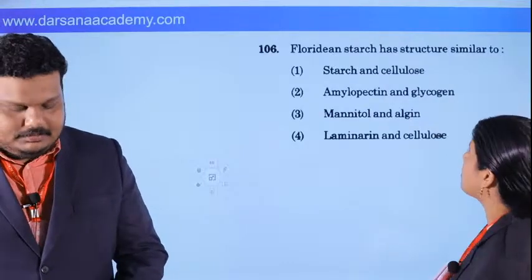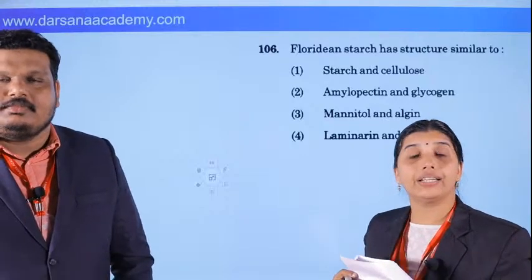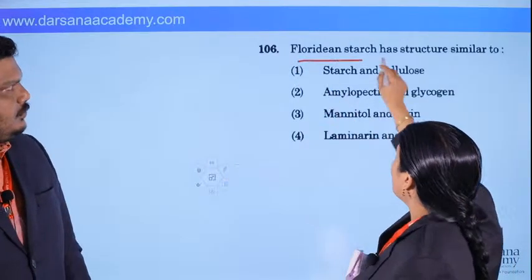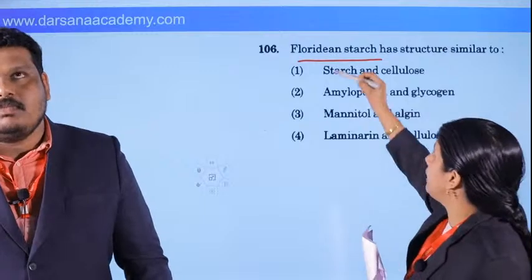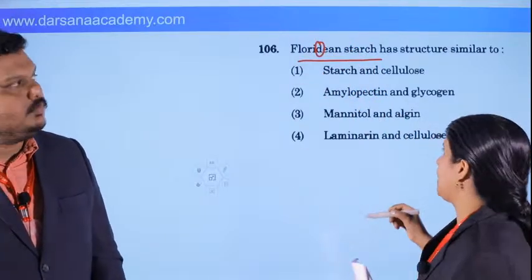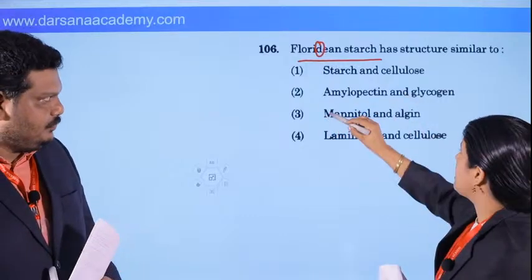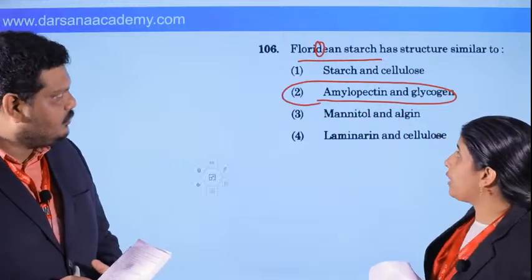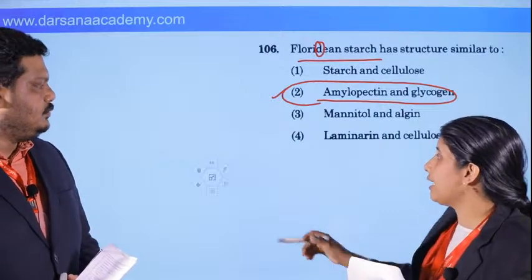Floridian starch is similar in structure to amylopectin and glycogen. We know that Floridian starch is found in the plant kingdom. In the algae, that is red algae, the reserve food material is Floridian starch. Red algae have chlorophyll a, d and phycoerythrin, we know that. This is a direct sentence in the NCERT. Amylopectin and glycogen is the answer for this question. For question number 106, 2 is the correct answer.